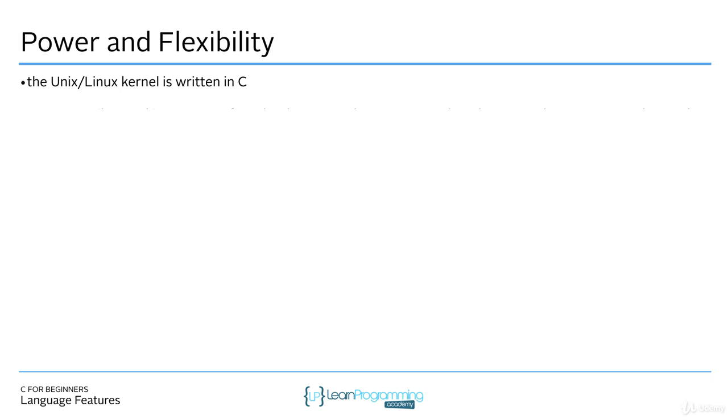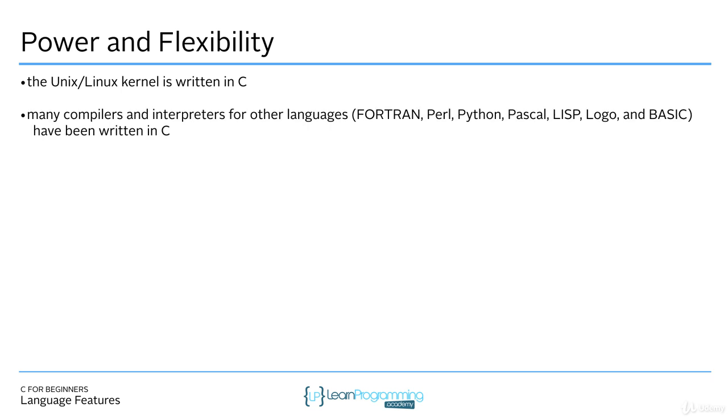So it typically contains interfaces to the hardware. It manages memory. It does all sorts of different things. And that is all written in C. So that can tell you about the powerful aspect of the language. If the kernel of an operating system is written in that language, it is powerful. So many compilers and interpreters for other languages are built on C or have been written in C.